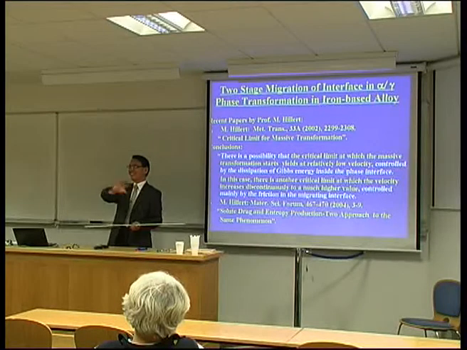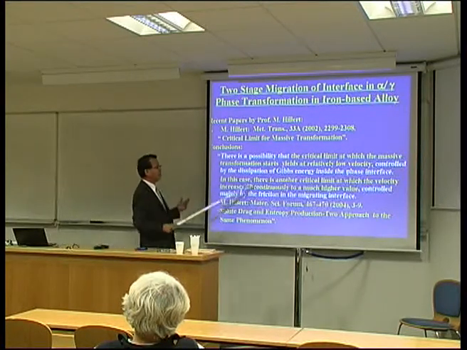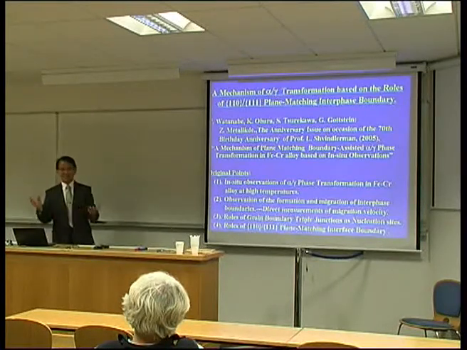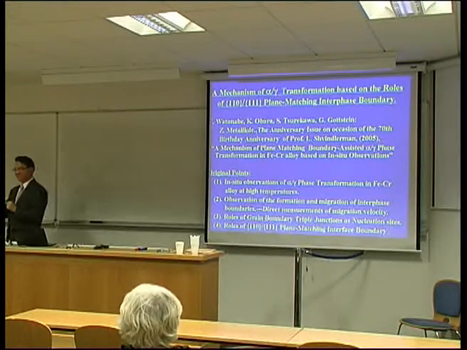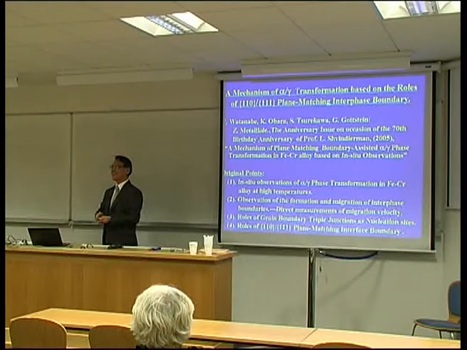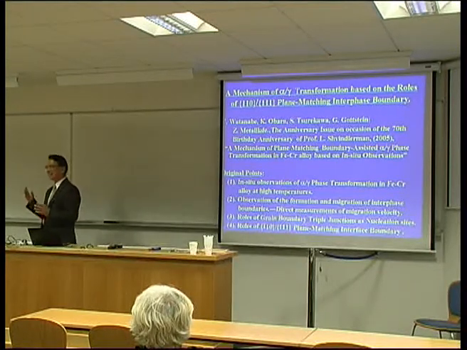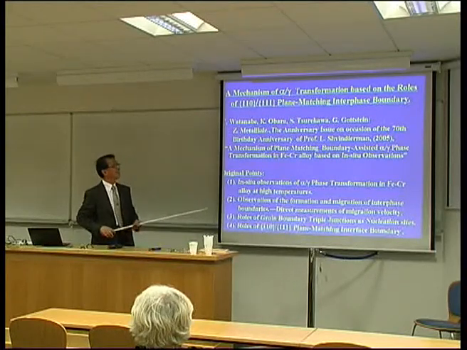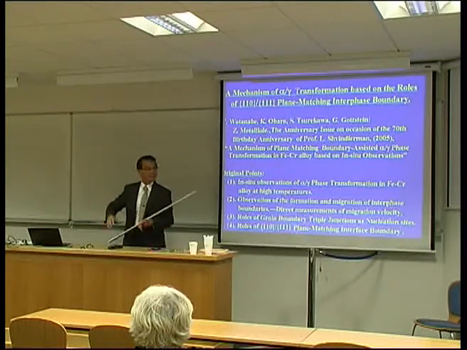I'm not sure whether this corresponds exactly with the explanation from our observation, but he stated it like this. So how to explain such a two-stage migration is really interesting. Anyway, we have been trying to work out the mechanism of alpha-gamma phase transformation in connection with the role of grain boundaries. Of course, many people have already discussed the mechanism of transformation for more than 50 years. But anyway, this subject is still new. So recently, maybe at the end of this month, our paper will appear.